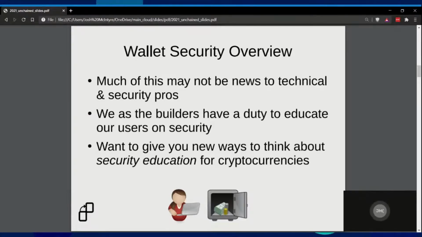I think we, as the technical builders in the space, have a duty to educate our users about security and how to keep themselves safe when interacting with this technology. Just like if you're a web application owner, you should enforce strong passwords and two-factor authentication and those sorts of things. I think this is a topic that sometimes gets glanced over in the space because it is a very young technology.